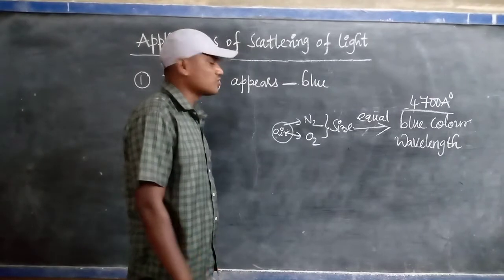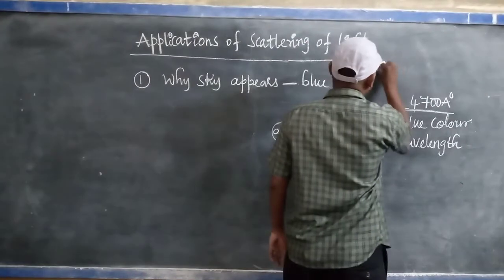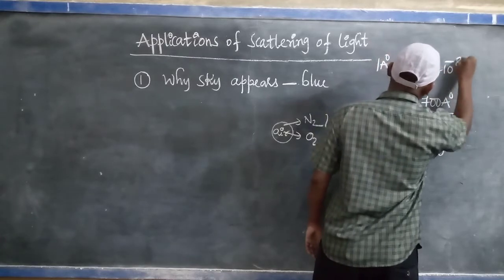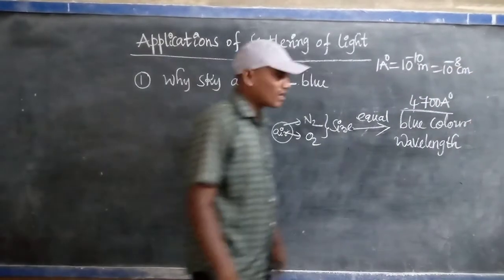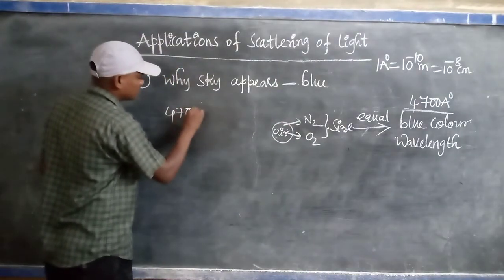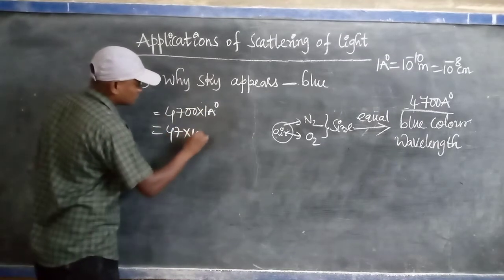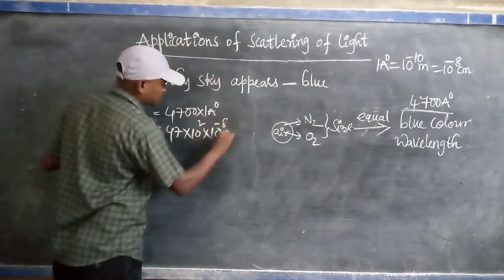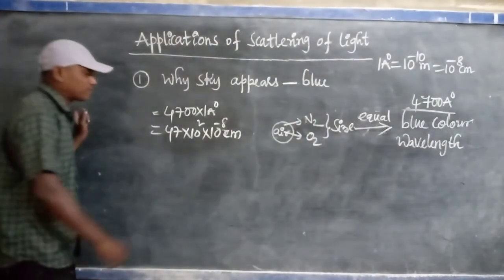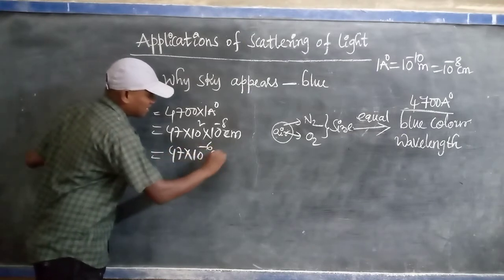1 angstrom is equal to how many centimeters? 10 power minus 8 centimeters. So 1 angstrom is equal to 10 power minus 10 meter, which is 10 power minus 8 centimeter. Just for your understanding, because the size of particles is in nanometers, but in centimeters I will explain for you. So 47 into 10 power minus 6 centimeter.